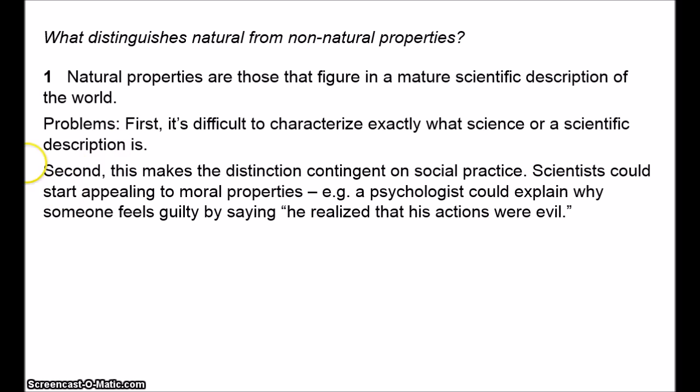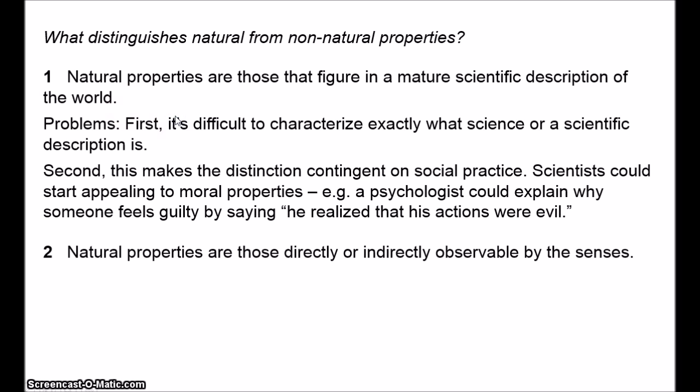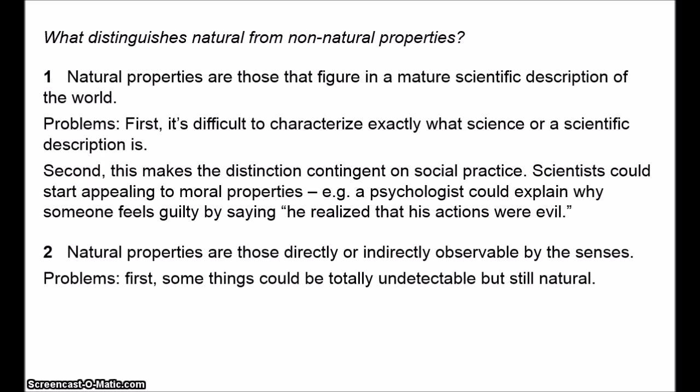So, a second attempt is to say that natural properties are those that are directly or indirectly detectable through the senses. Chairs and mountains are directly detectable. Protons, genes, gamma rays, these are indirectly detectable because they have effects on things that are directly detectable. A problem here is that it could be the case that the fundamental stuff of the universe is just too small for us to detect in any way.